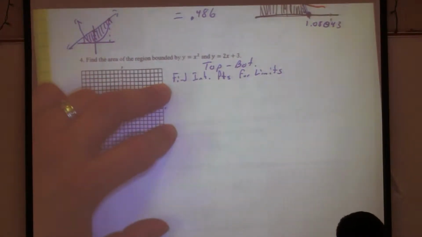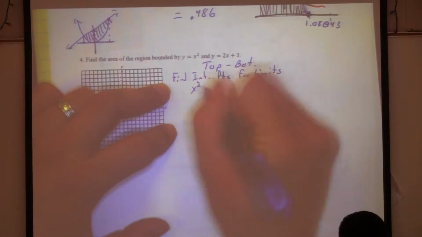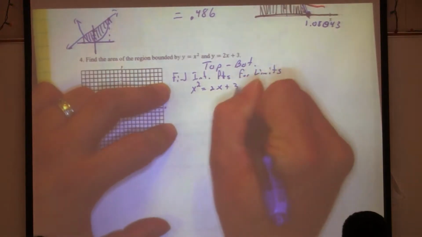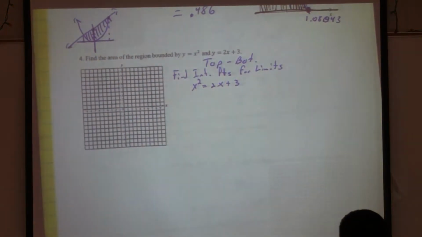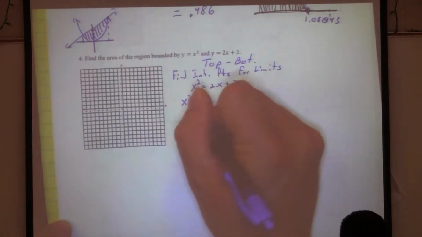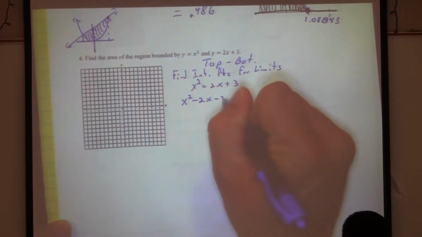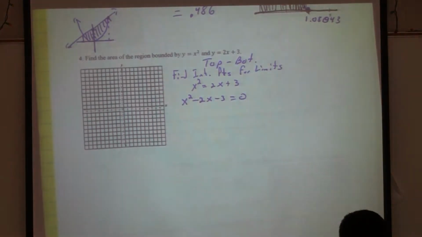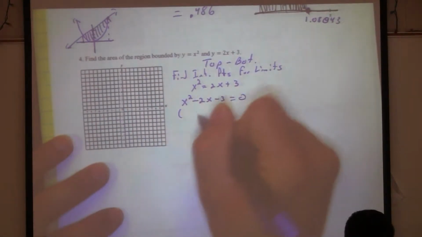X squared equals 2x plus 3. Very good. X squared equals 2x plus 3. Set them equal to each other. So that'll become x squared minus 2x minus 3 equals 0. So it could be a quadratic equation. You want to use the quadratic formula?